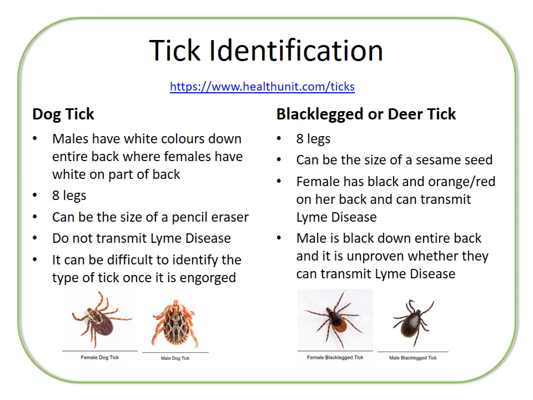On the dog tick, the males have white colors down their entire back, where the females have white on part of their back. They are about the size of a pencil eraser, and neither of these ticks transmit Lyme disease. For the black-legged or deer tick, they are more around the size of a sesame seed. The female has black and orange-red on her back and can transmit Lyme disease. The male is black down his entire back, and it has been unproven as to whether they can transmit Lyme disease.